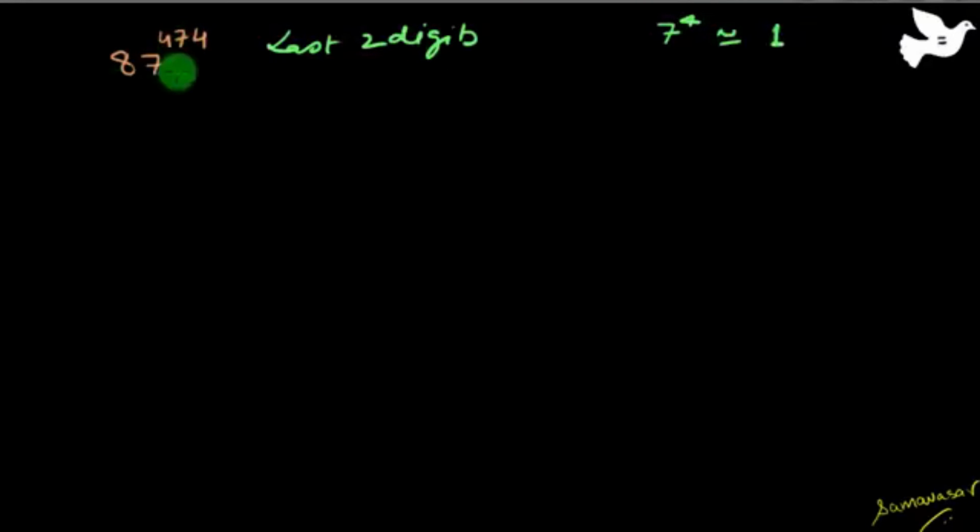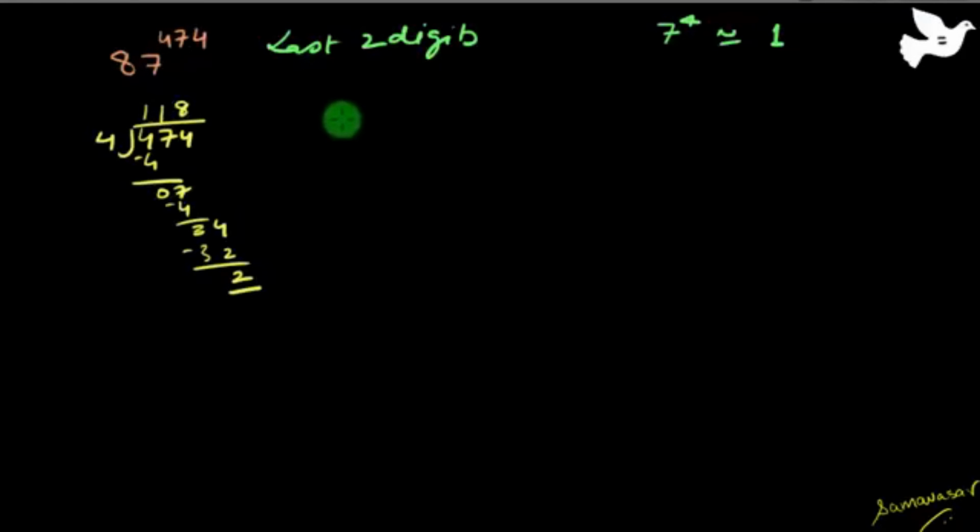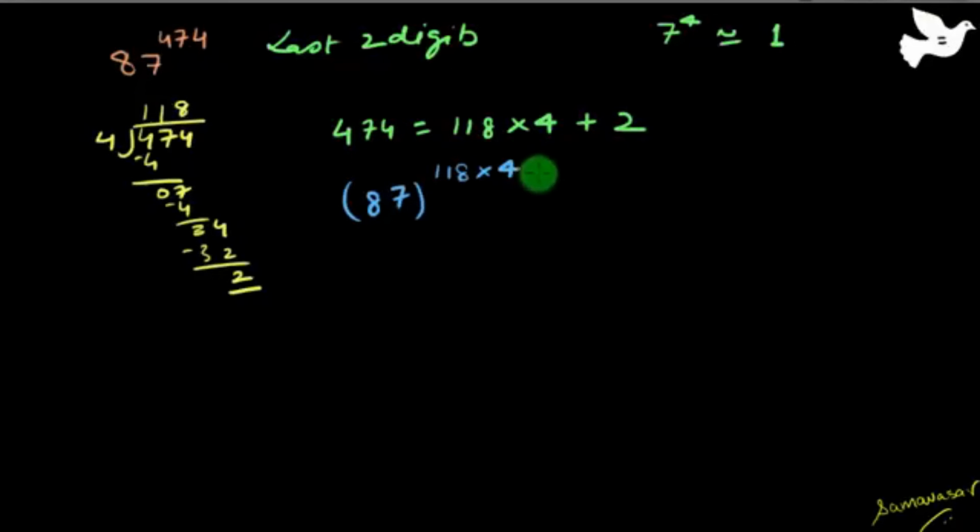Firstly, let me just divide the power by 4 to find out whether it is divisible. 8 times 4 is 32, so the remainder is 2. Which means 474 is simply 118 multiplied by 4 plus 2. So this is how exactly I'll write this exponent now. So this will be 87 raised to the power 118 into 4 plus 2.